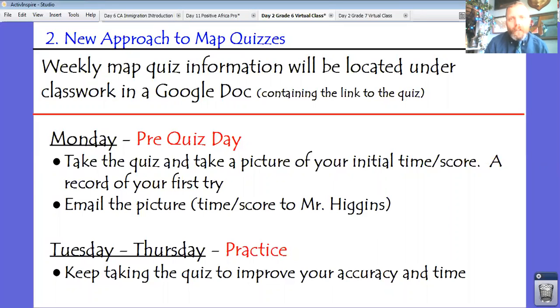You shouldn't use any study aids. It doesn't matter if it takes you a long time to get it done. It doesn't matter if your accuracy is really low. I just want to have a record of what you knew at the beginning of the week so I can compare that to the end of the week, and hopefully you've grown.